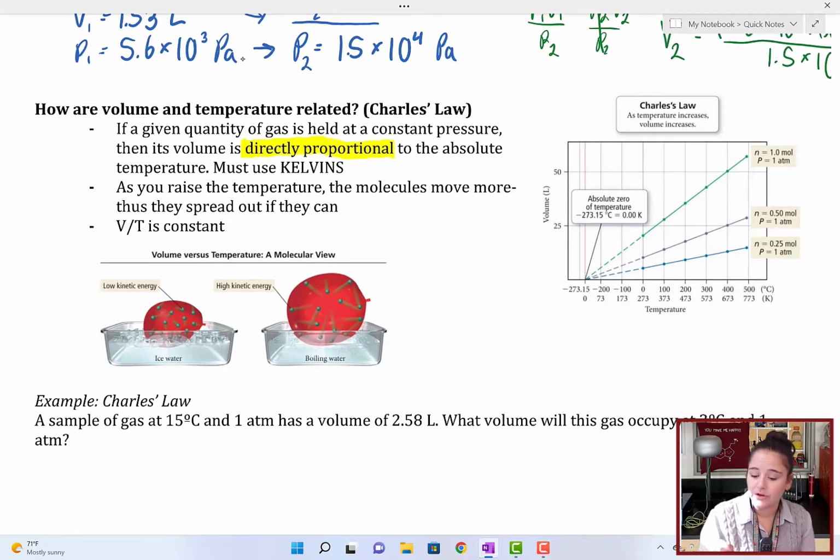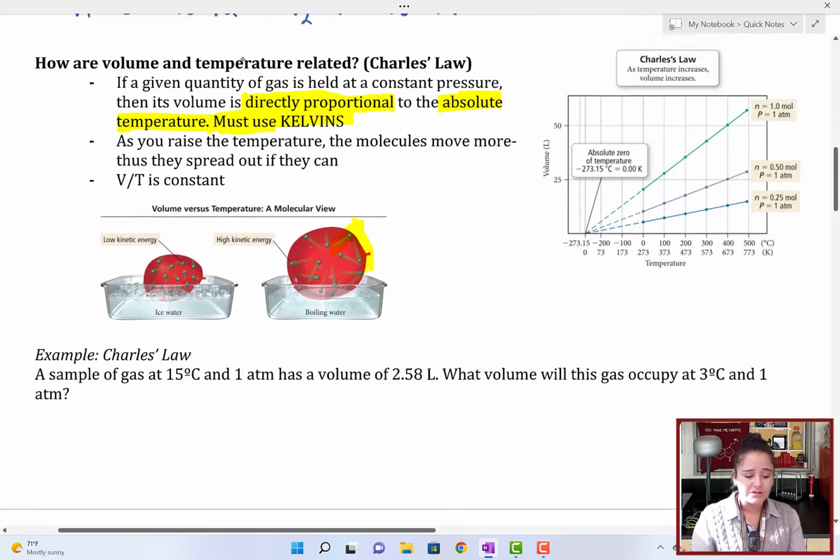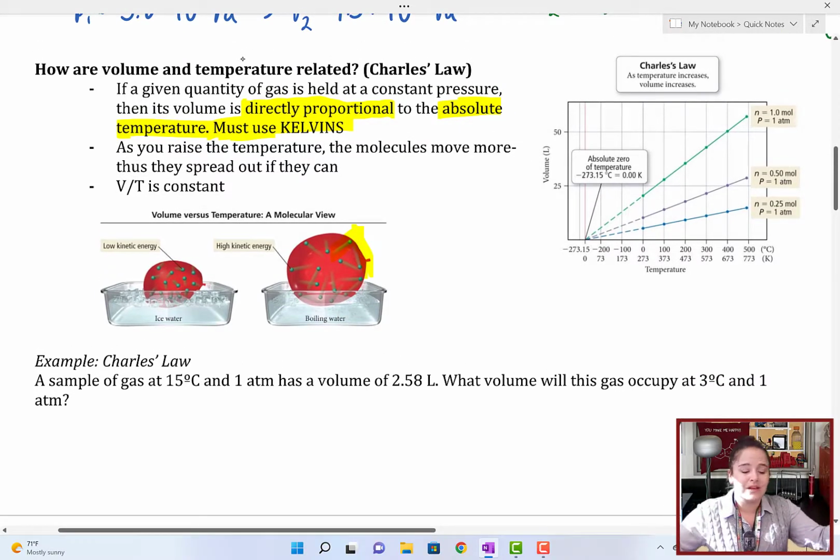That one relates volume and temperature. Okay, so volume and temperature are directly proportional, but they are only directly proportional if you're using the absolute temperature. Okay, it has to be Kelvin temperature. Because this makes sense: as you raise the temperature, the molecules move more, so they spread out if they can. You're going to have higher kinetic energy, so more frequent collisions with the walls of the container, more energetic collisions with the walls of the container. So that can push that container out.